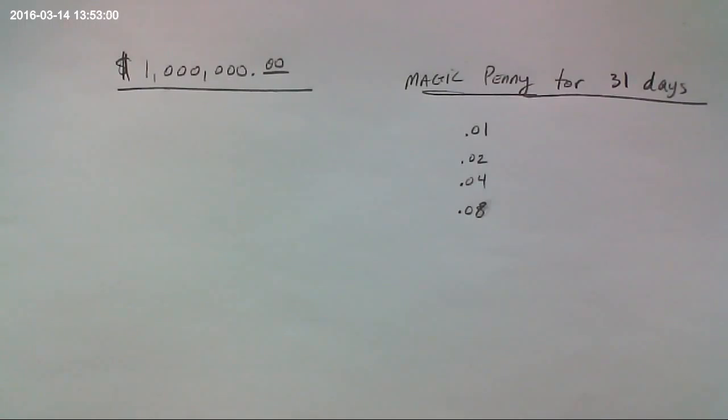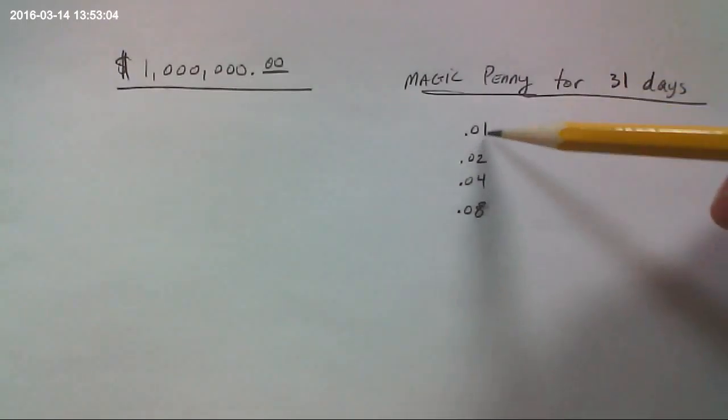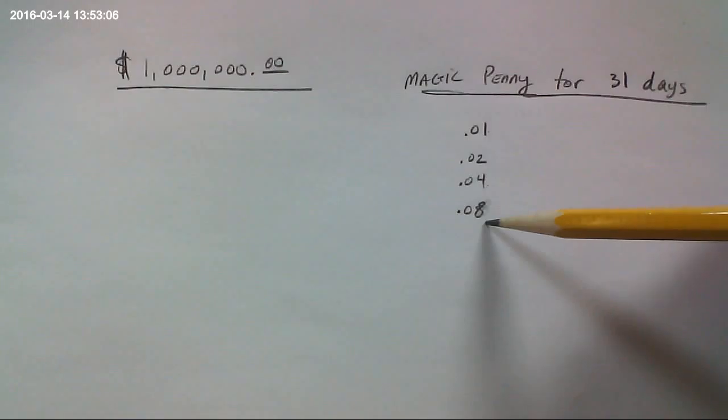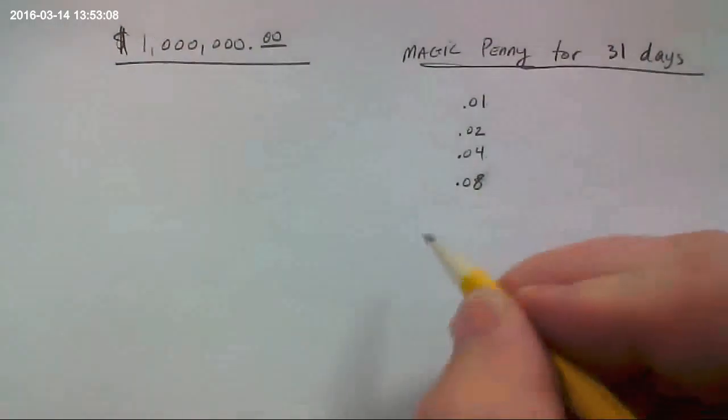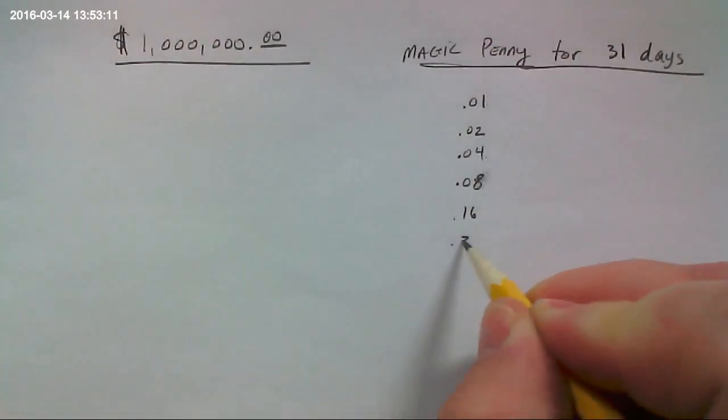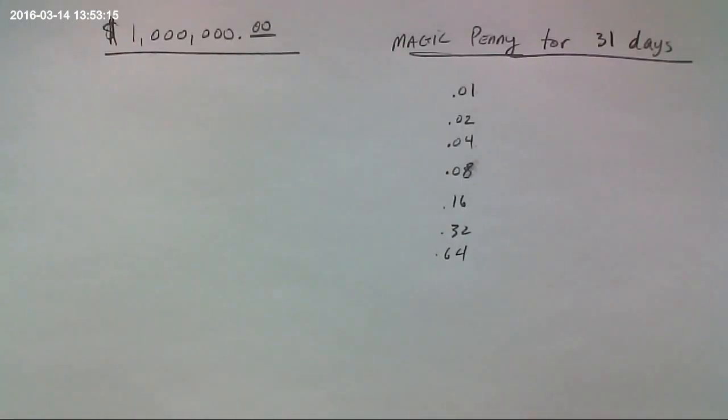All right. So check this out. This is day 1, 2, 3, 4, right? So on day 5, 16, day 6, at the end of the week, you have 64 cents. You are a quarter way through your month. Feeling good about your penny? Confident. Because you think it's a trick.